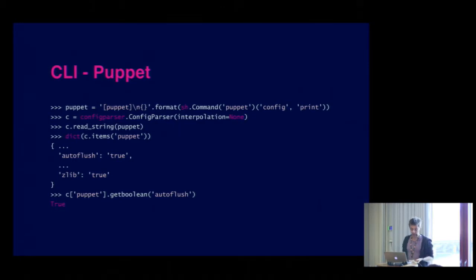And with the newer APIs, this is Python 3.2 and upwards, I ignore Python 2 in this talk, you can actually do things like, from the section puppet, give me the Boolean autoflush. And newer versions of config parser actually know that the string true maps to the Python Boolean True, the string false maps to the Python Boolean False. So we'll actually get sensible information back from the system.